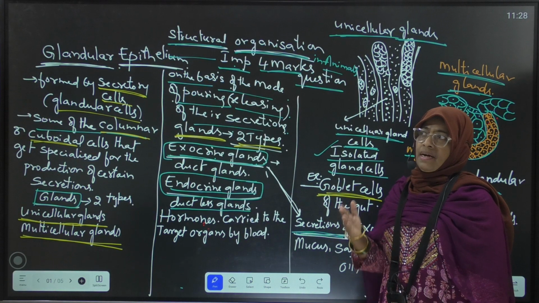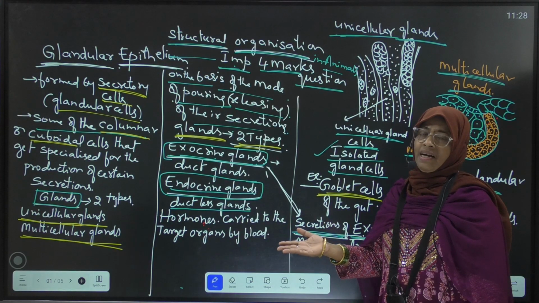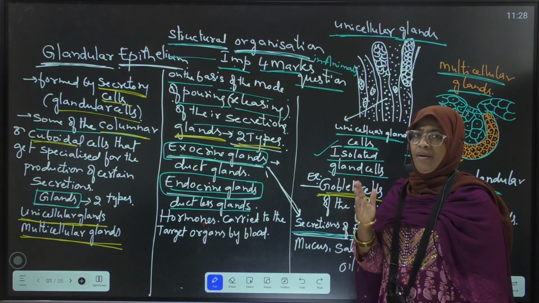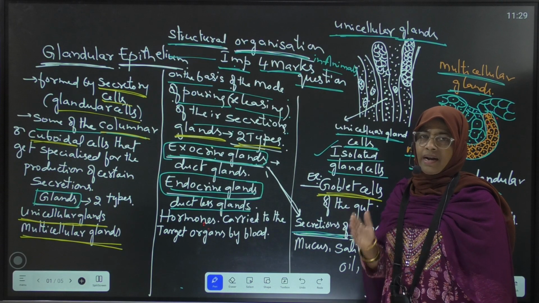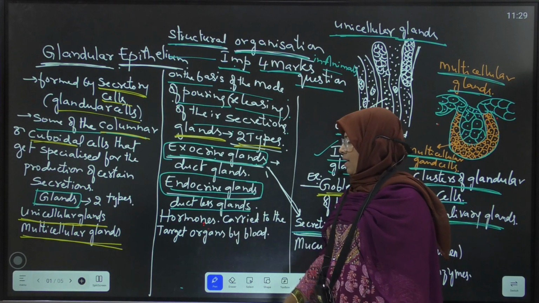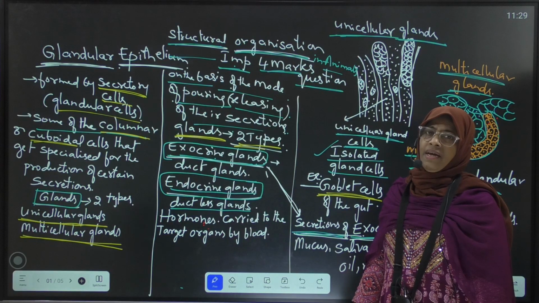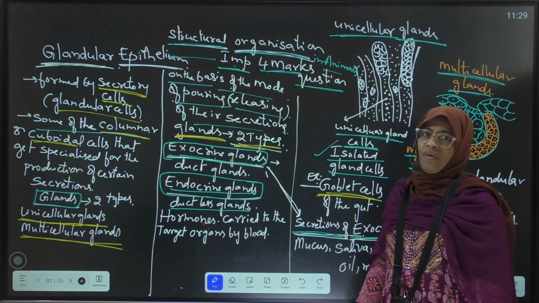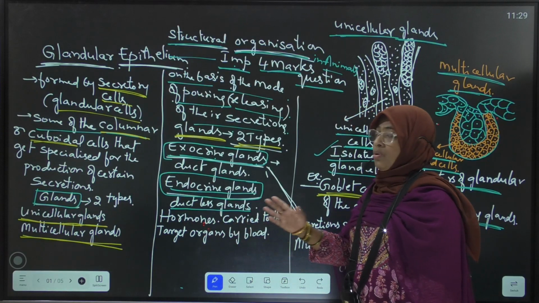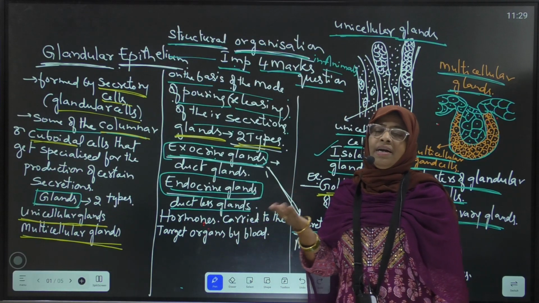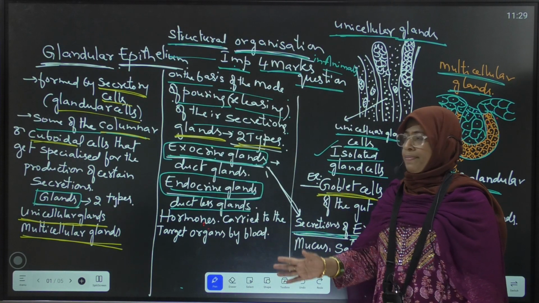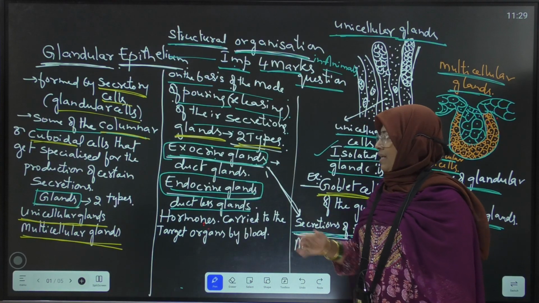How do these hormones reach the target organ? Through blood. What are target organs? The organs on which a hormone acts are called target organs. What are the secretions of the endocrine glands? They are called hormones. How are these hormones carried to the target organs? Through blood, because ducts are absent. These endocrine glands are ductless glands.